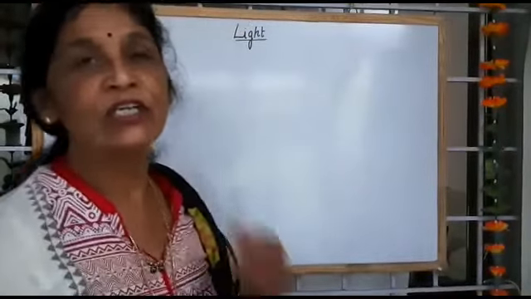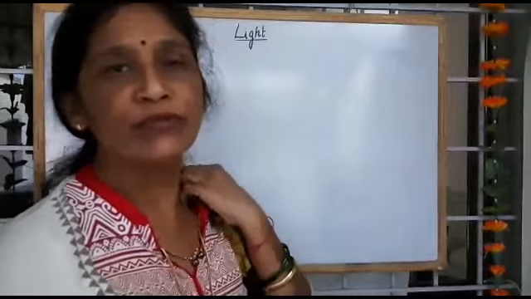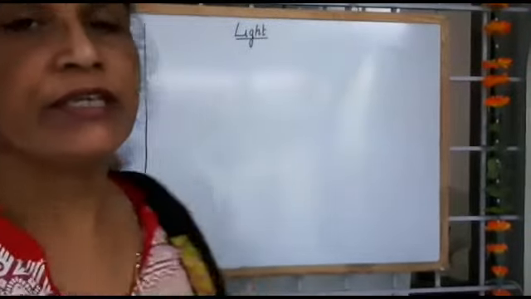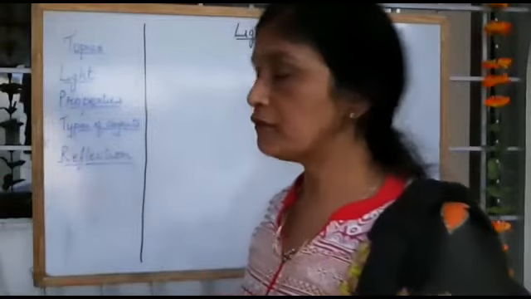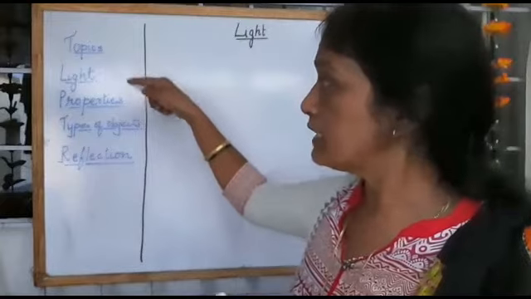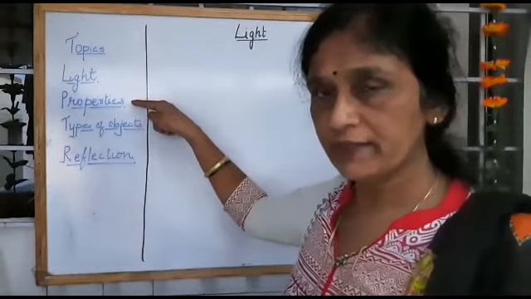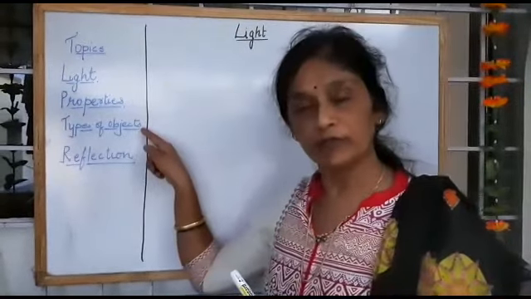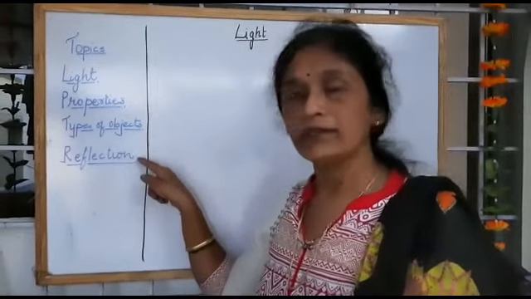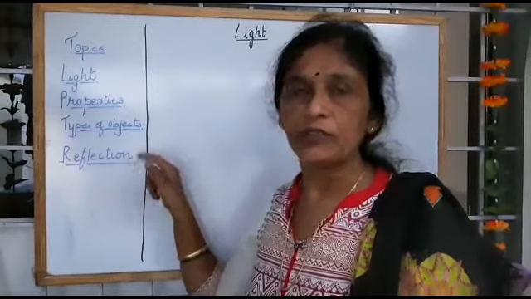Hello children, today we'll start a new chapter of 10th science, that is light. So what we'll study first in this chapter, light, in this video. We'll cover what actually light is, then some of its properties and types of object on the basis of how light treats it, and then we'll start reflection. So let's start with what light is.